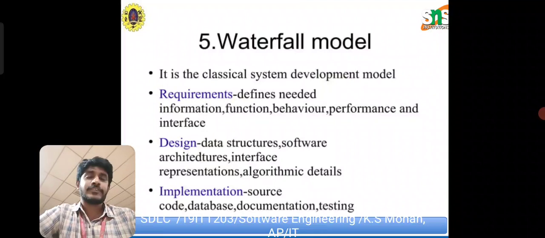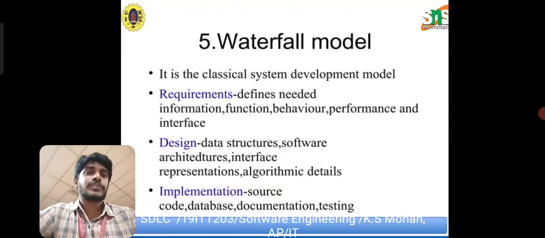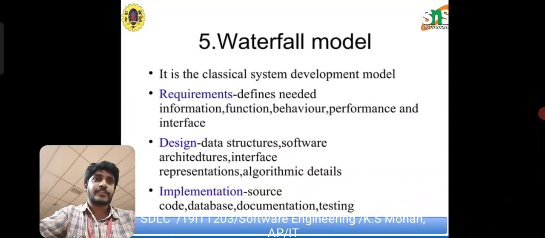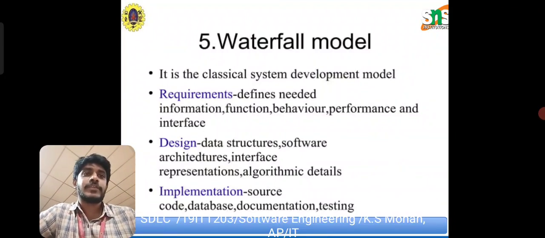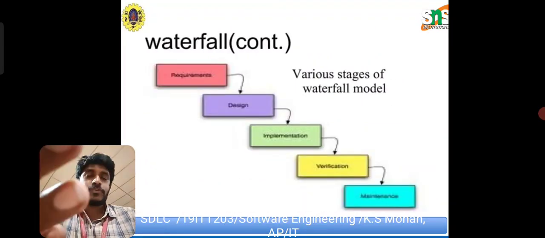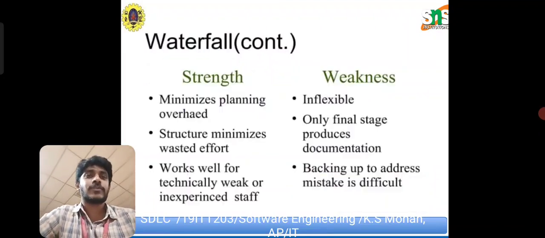So the different five phases can be in the structure of the waterfall model. It is named the waterfall model, and it looks like a linear sequential model. The same things: requirements, design, implementation. Looking at the screen, we can see the various stages of the waterfall model: requirements, design, implementation, verification, and maintenance. These are the different linear sequential stages of the model.